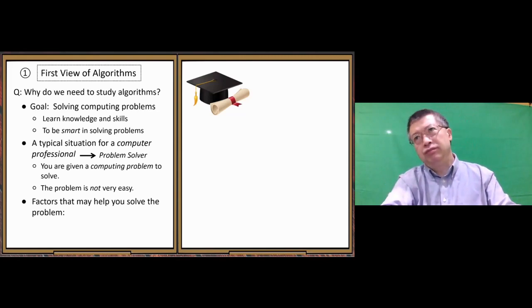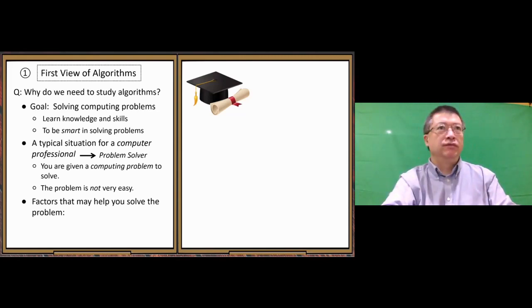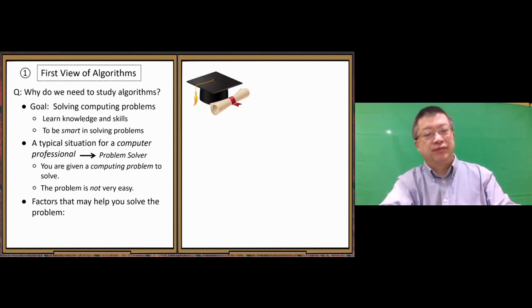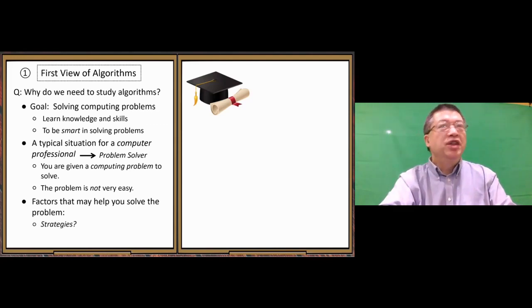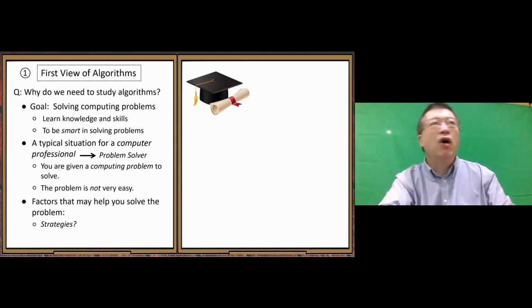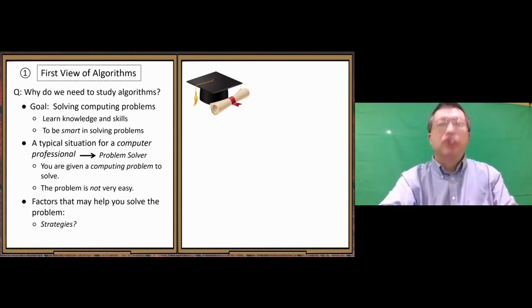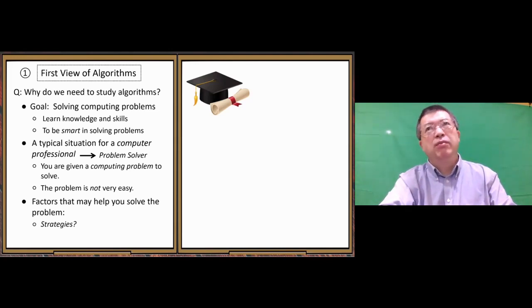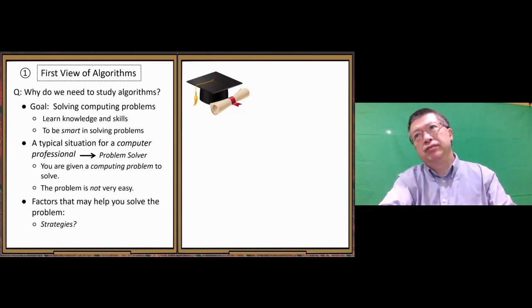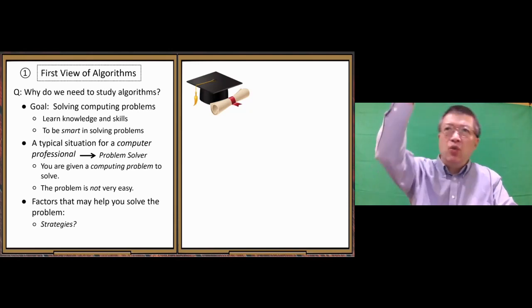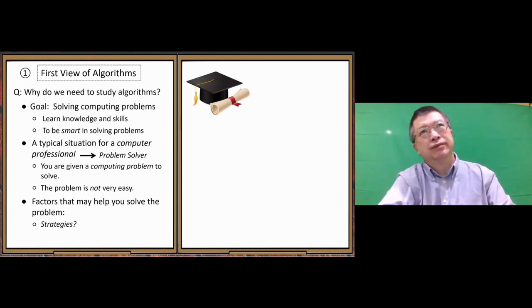What factors do you need to have in order to solve hard computing problems? The first, strategy. Do you need some strategy? Or do you need several strategies? Because solving a problem, usually we need several strategies. So one strategy usually may not be enough. Okay, strategy 1, 2, 3, 4. Several. Do you need that?